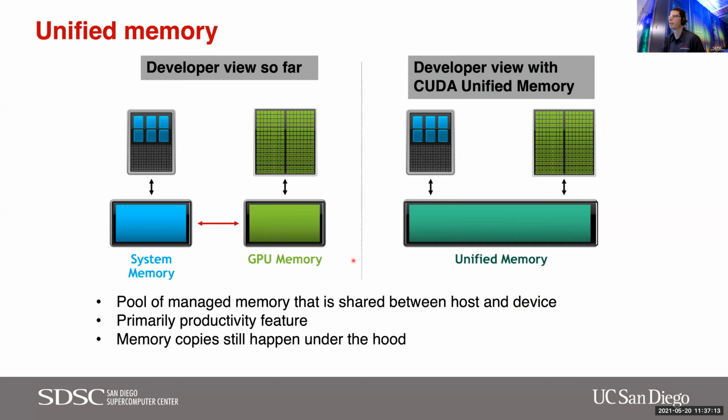Now, how to implement that? First, about unified memory, you don't have to make this distinction. There's the concept of unified memory that you can use, this pool of memory that is shared between host and device, and that helps you program faster, right? The memory copies still happen under the hood, so you need to be aware of that. And that's also a way to improve code after you've done a first implementation with unified memory, potentially to explicitly manage that memory.